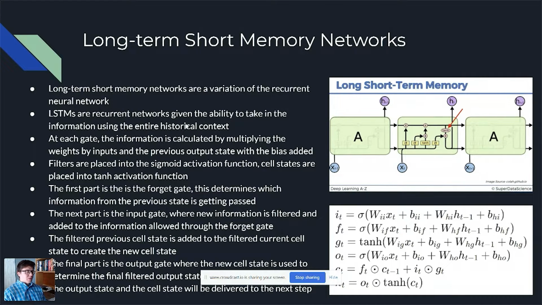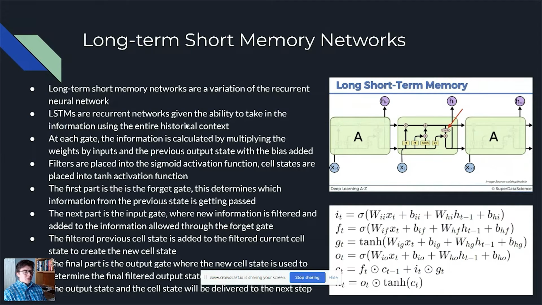And essentially the reason why these are more advanced is that they're able to take into consideration the overall context far better than the vanilla recurrent neural networks. Now, how it does this is it has multiple different gates, and it filters very closely what it lets in and what it considers as a part of the final output. Now, it has three different gates. It has the forget gate, the input gate, and then the output gate.